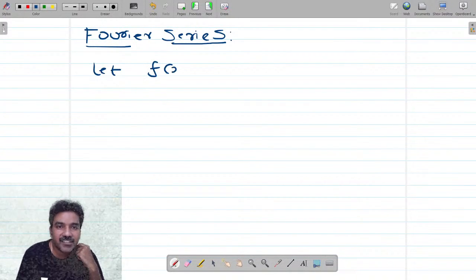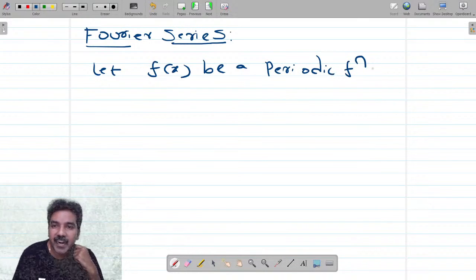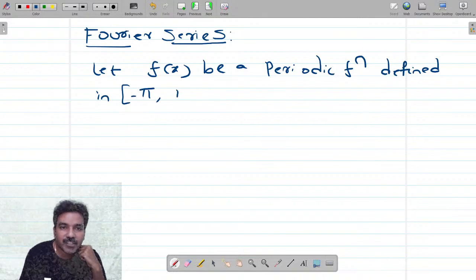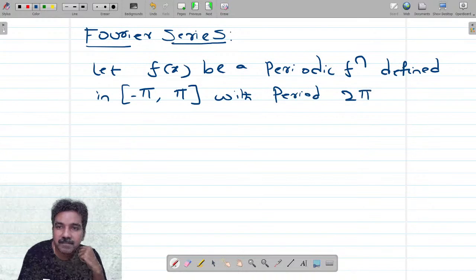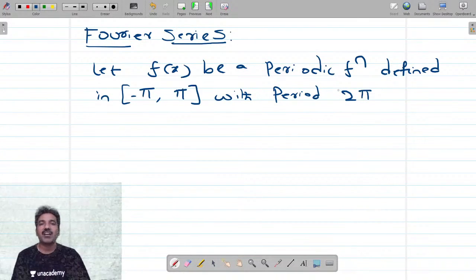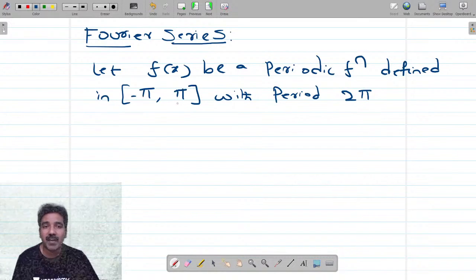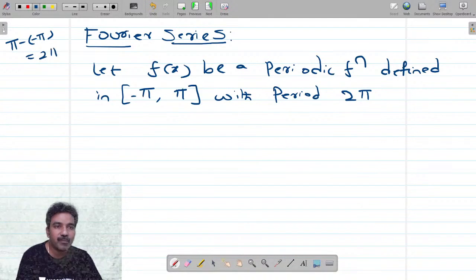Suppose f of x is a periodic function. Let f of x be a periodic function defined in the closed interval minus pi comma plus pi with a period 2 pi. So here first of all I am talking about the closed interval minus pi comma plus pi. The length of this interval becomes pi minus of minus pi, which is going to be 2 pi.